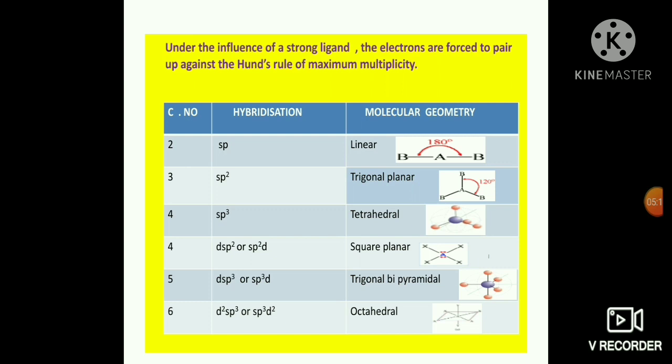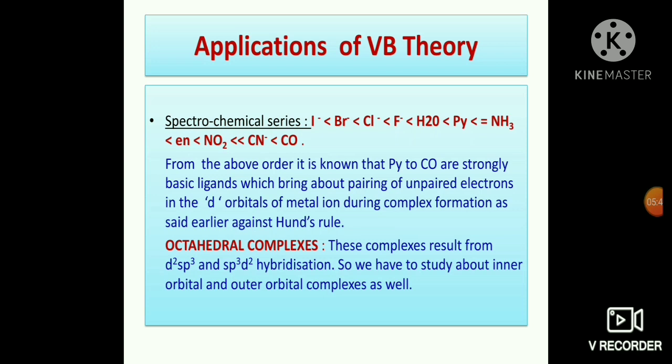If the coordination number is 5, we have dsp3 or sp3d hybridization with trigonal bipyramidal geometry. If the coordination number is 6, we have d2sp3 or sp3d2 hybridization with octahedral geometry. In coordination chemistry, we mostly study complexes with coordination number 4 and 6. The next slide is about applications of valence bond theory.